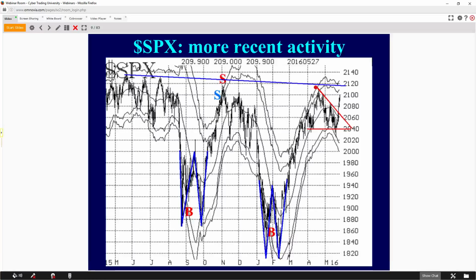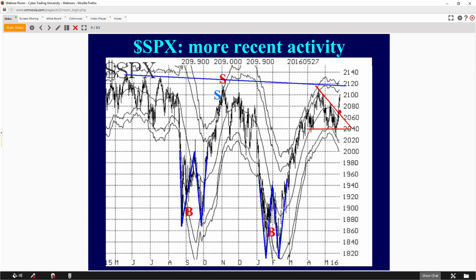First of all, you can see here that most recently we had a series of lower highs, so that gave us this downtrend line right here. And then we had support bouncing off of 2040. We probed through 2040 a couple of times, but we never closed below there, so that was support.